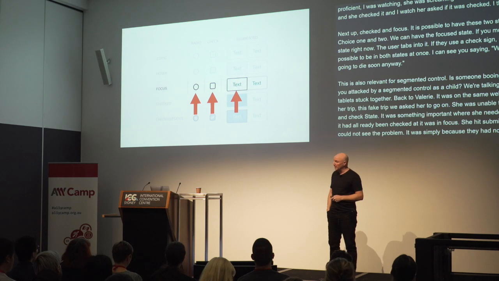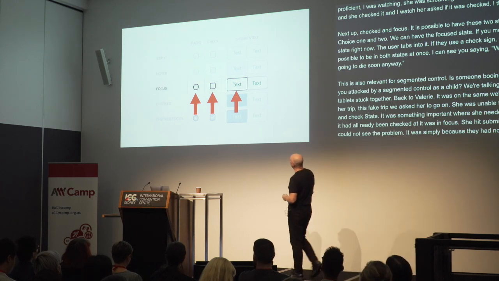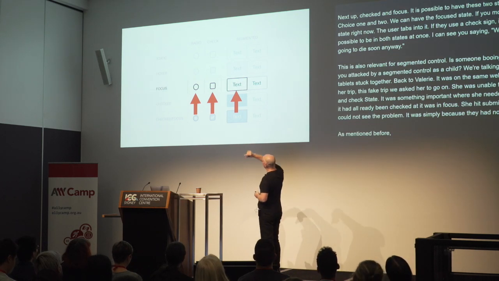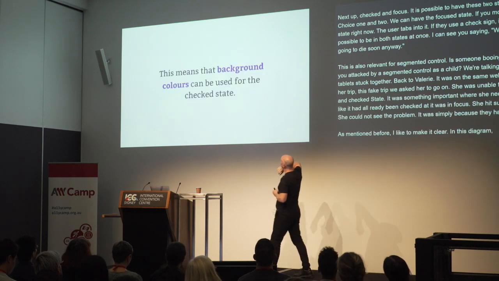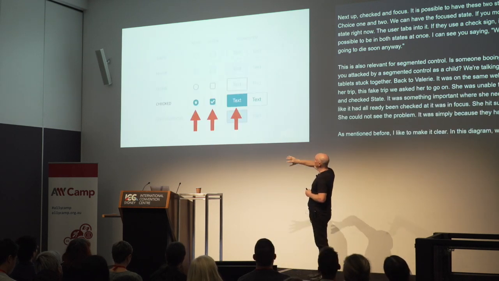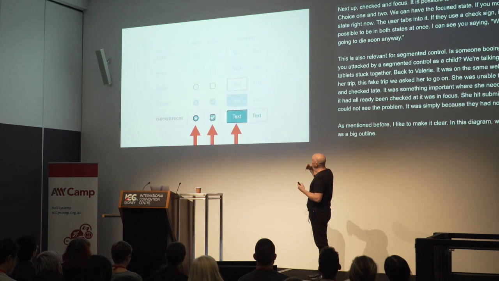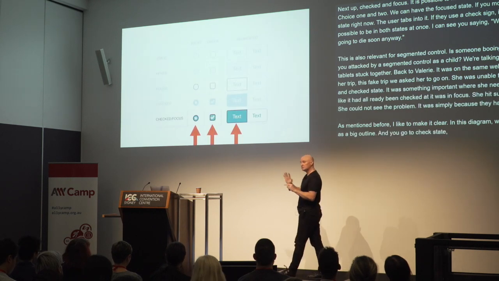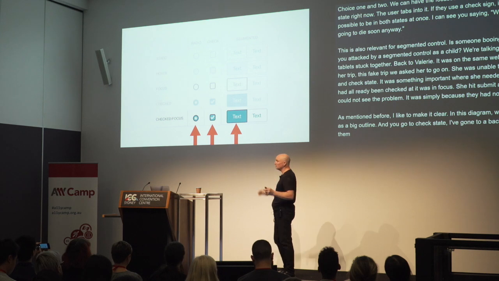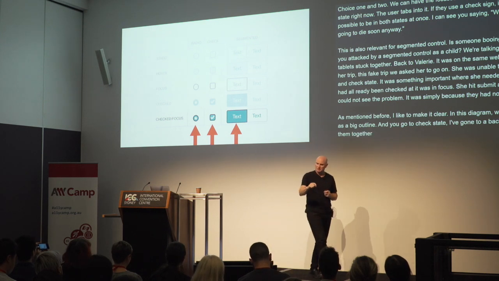As mentioned before, I like to make them really clear. In this diagram, as we said before, the focus state for all of these is a big outline. When you go to the checked state, I've gone to a background color. And then when you put them together, you've got a nice big border. Now, that's just one way to do it. There's no right or wrong here. I can see you're writing to the local MPs.